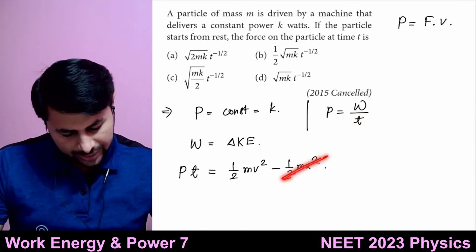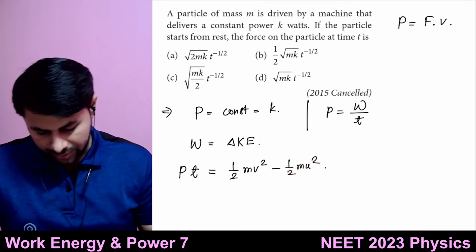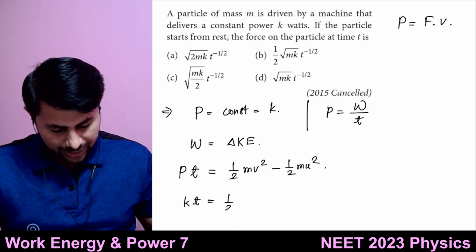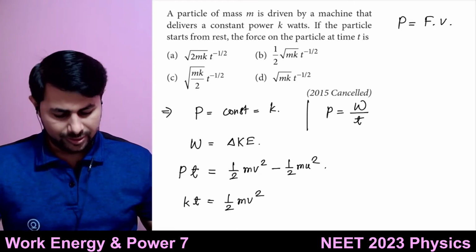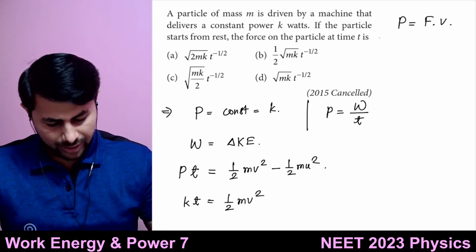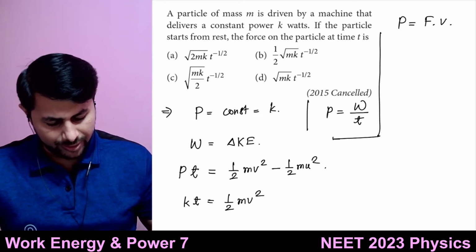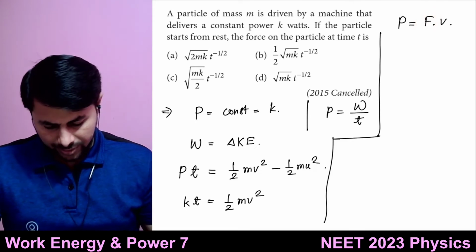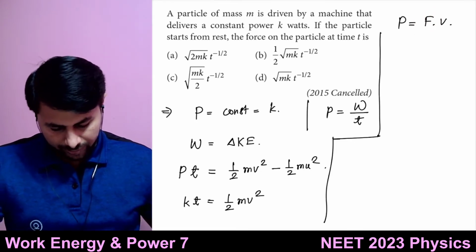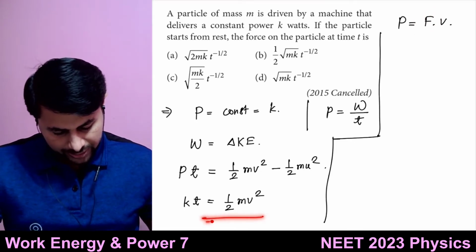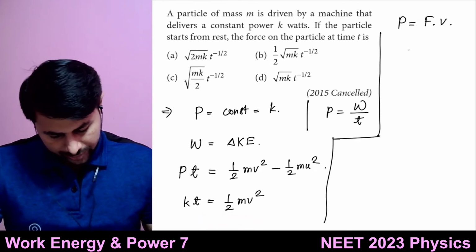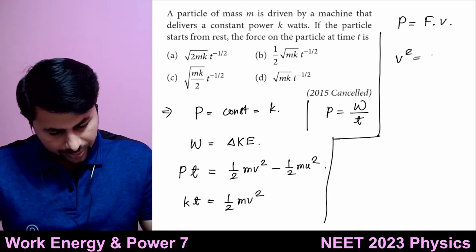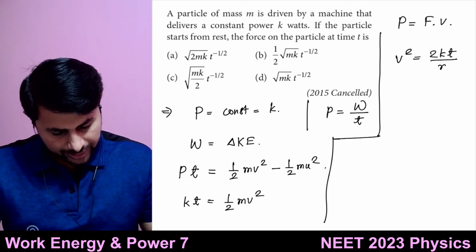Initial kinetic energy is 0, so this term is 0, and power is given to be k. So k times t is half of m into v square. This is what we got, and we want to find out the force. Now it's simple. From this we can find out velocity. So we get v square equals 2kt upon m.